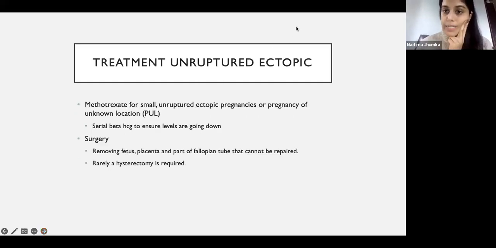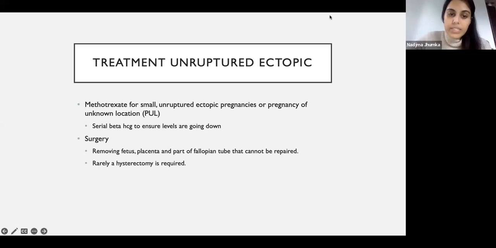So if they had a bit of pain before it ruptured and they've come to you and you've done your beta-HCG, it's now over 3,500, but you're scanning and you still can't be sure where it is, so you diagnose it as a pregnancy of unknown location. Then what you can do is give them methotrexate, which will shrink it and kill it. Or you can do a surgery, but you can't do a surgery for a pregnancy of unknown location because you don't know where it is. So you don't know what you're looking for, where you're going to go to remove this.